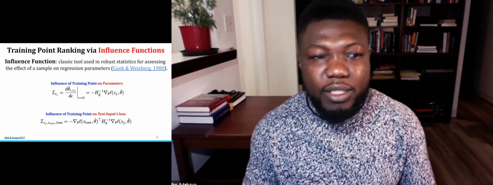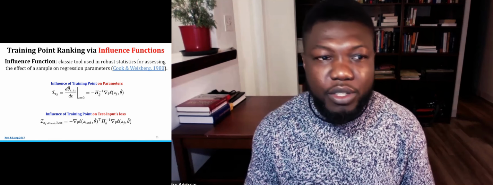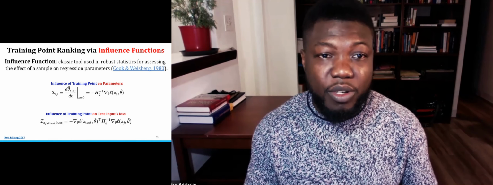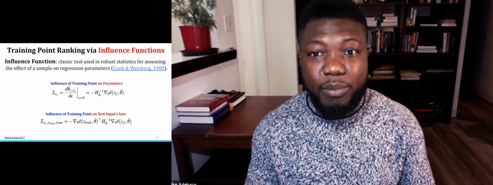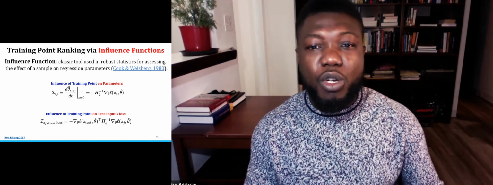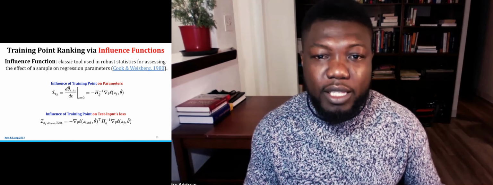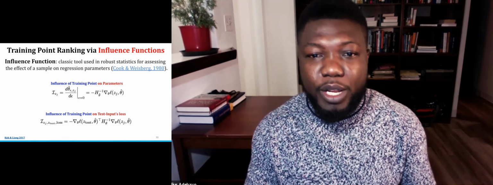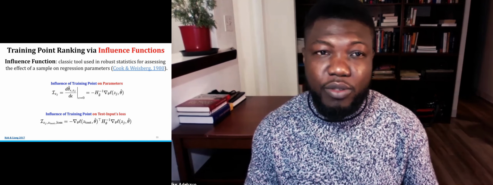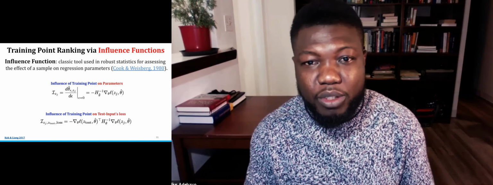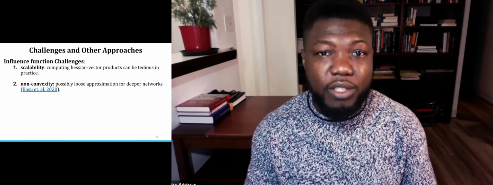To summarize the underlying technique behind influence functions, it derives from the influence function, which is a classic tool in robust statistics for assessing the effect of a sample on the regression parameters. What Koh and Liang did in their ICML 2017 paper was to take inspiration from this tool and bring it into the modern machine learning setting by deriving analytical formulas for the influence of a training point on the parameters of a model and of the training point on the test input's loss.